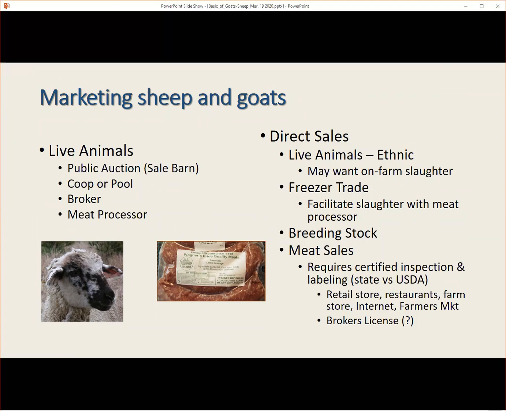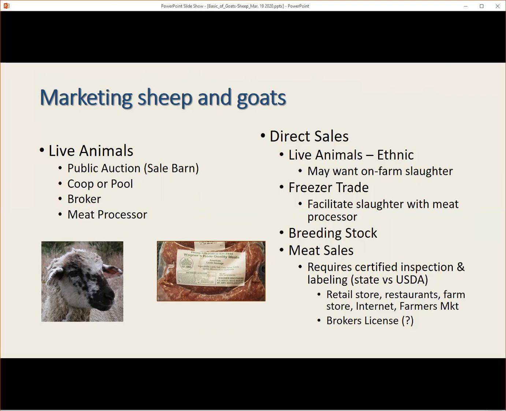And then, of course, there's the freezer trade. We can sell breeding stock, and we can also sell live animals, and then we facilitate the slaughter with a meat processor. If we're going to be selling cuts of meat, it's going to require certified inspection and labeling, and that can be state or USDA.